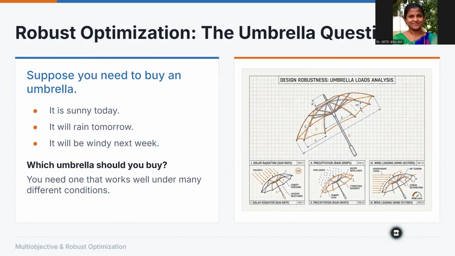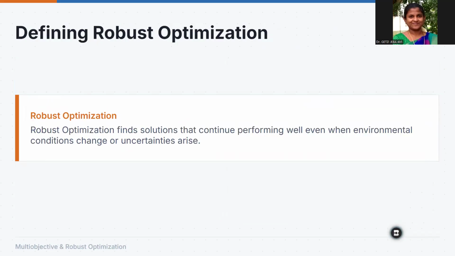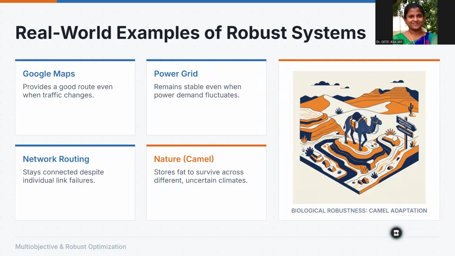And the third concept is called robust optimization. Whenever you try to optimize, suppose you design an umbrella, you cannot say that you'll use this umbrella only for sunny days, and not for rainy or windy days. If it is windy, this umbrella won't work. So you cannot tell it that way. Obviously, your design should be robust, withstanding sun, rain as well as wind. This is called robust optimization, where it finds a solution that continues to perform even when conditions change or uncertainty arises.